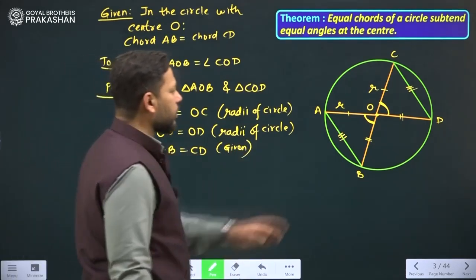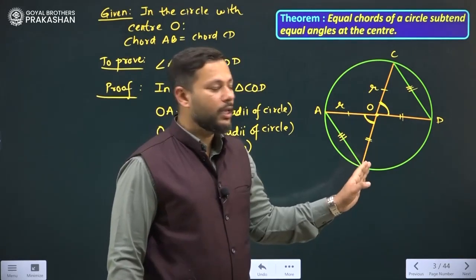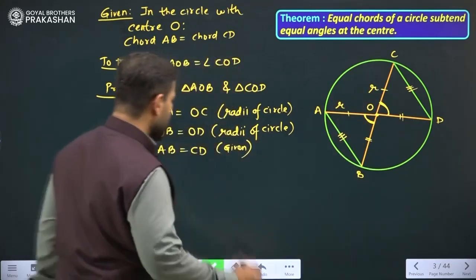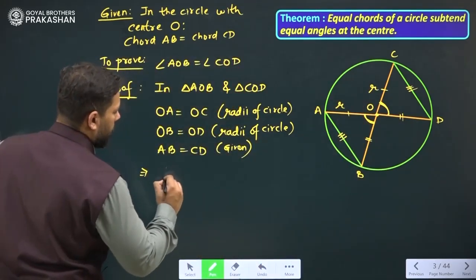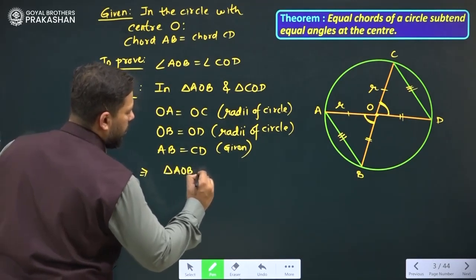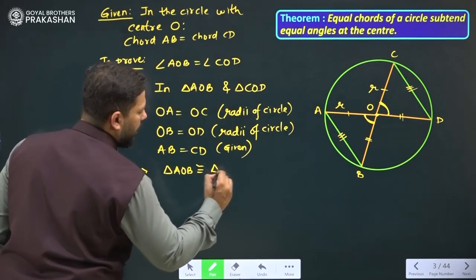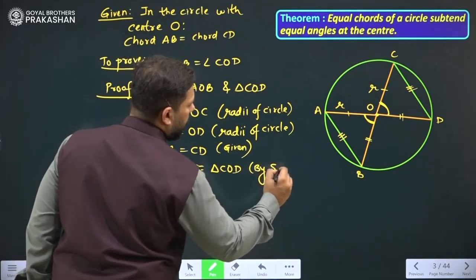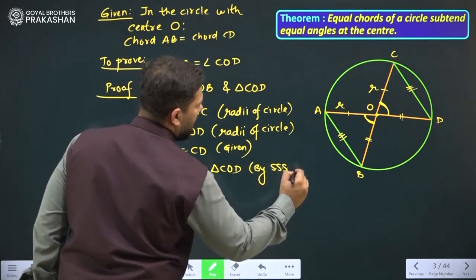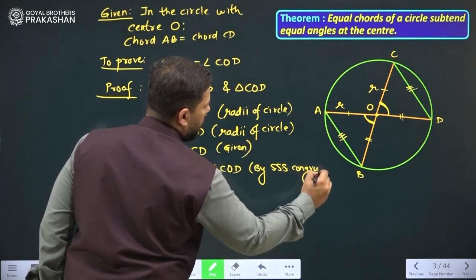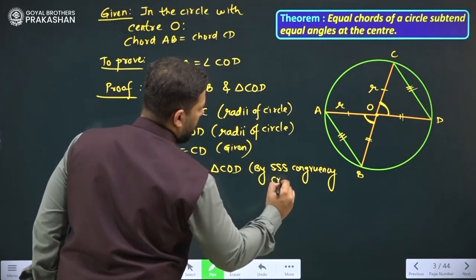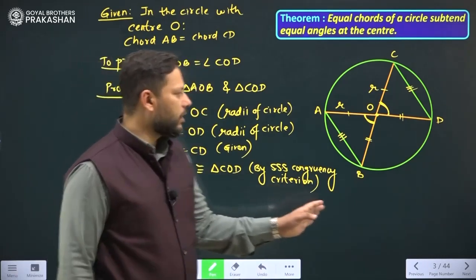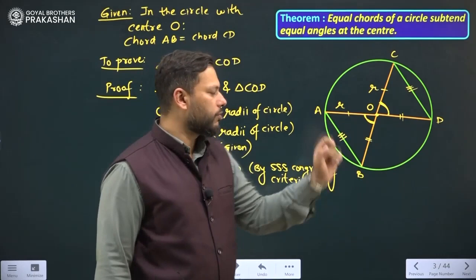So if we see that all the three sides of triangle AOB are equal to all the corresponding three sides of the triangle COD. So this implies that triangle AOB is congruent to triangle COD by which congruency theorem? SSS, side, side, side congruency criteria. Right? So by SSS congruency criteria, this triangle AOB is congruent to triangle COD.